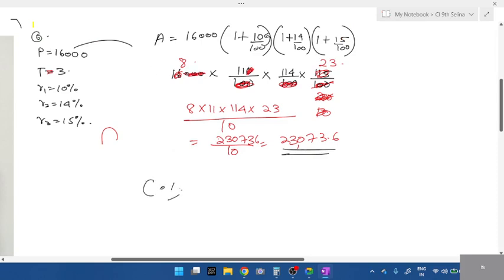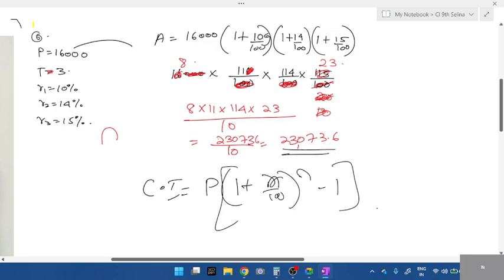We need to find compound interest. Shall I use the compound interest main formula? Is this correct? If I use the compound interest main formula, again we have to solve, right? Isn't it a waste of time? Yes. So what's the other formula I told you, students?